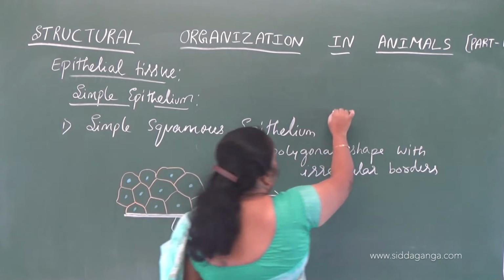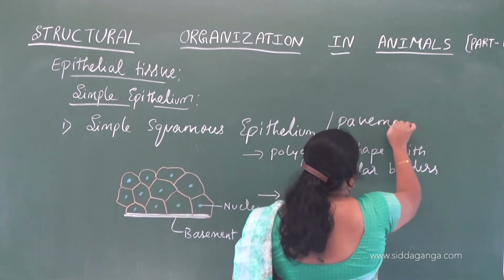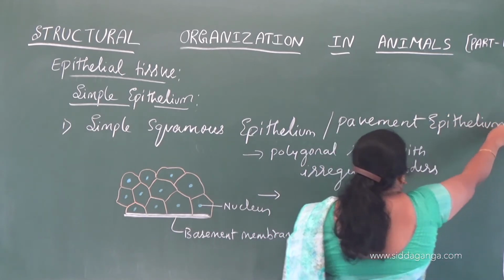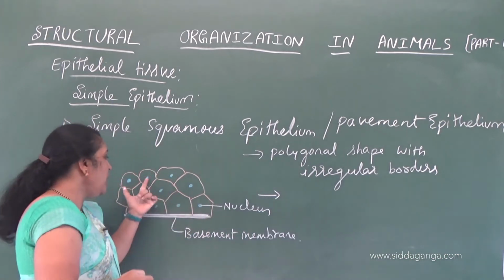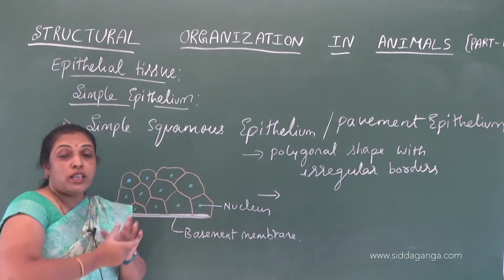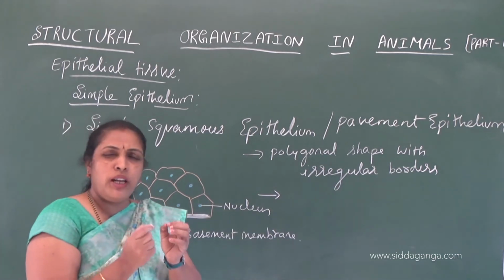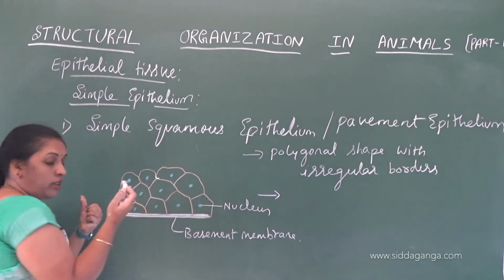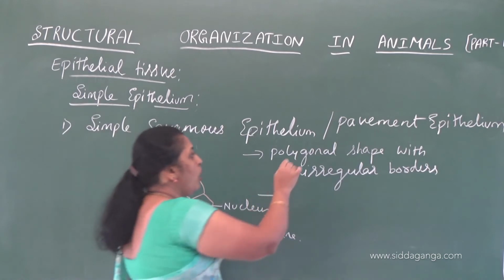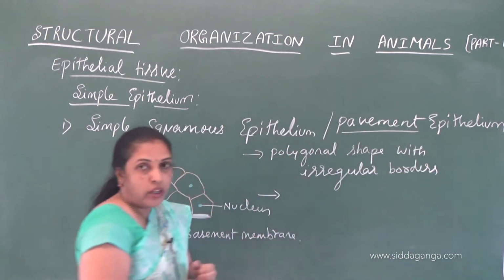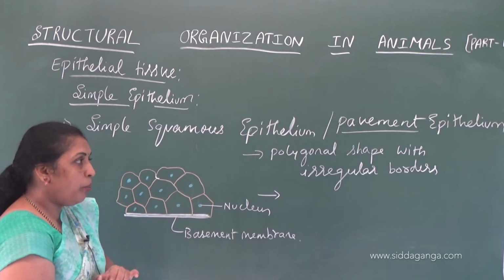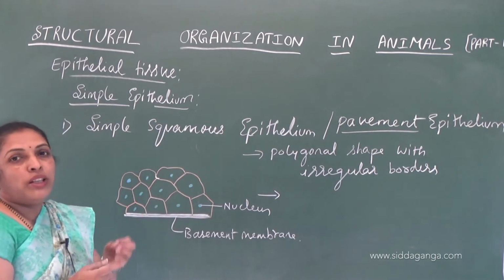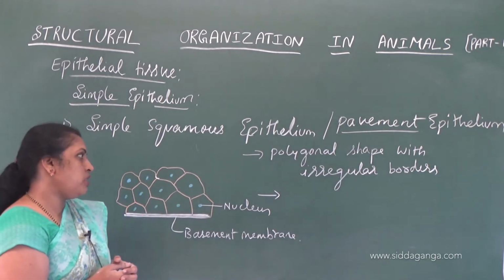This squamous cell epithelium is also called pavement epithelium. Why is it called pavement epithelium? The cells are arranged with very little intercellular space. Because of that, we see the cells arranged like tiles. That's why the squamous cell is also called pavement epithelium, due to the arrangement of cells fully packed with very little intercellular substance.